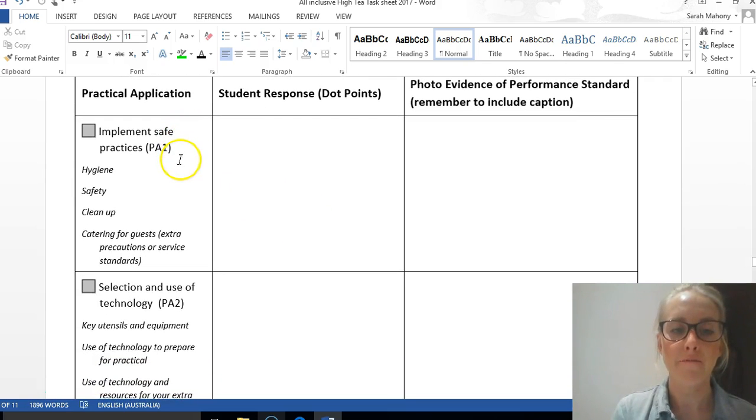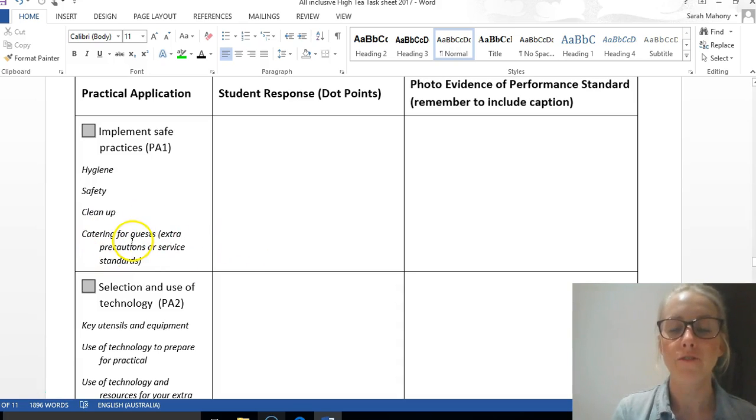First of all is about safe practices, so hygiene, safety and cleanup. You might be able to get some tips from your previous evidence sheets. Please don't copy and paste because not everything relates, but you can definitely get some ideas. What is different in this one though is catering for guests. So extra precautions taken, whether that be hygiene in the kitchen or service standards, for example. So having your clean outfit or removing all jewellery, having your hair tied back, etc.